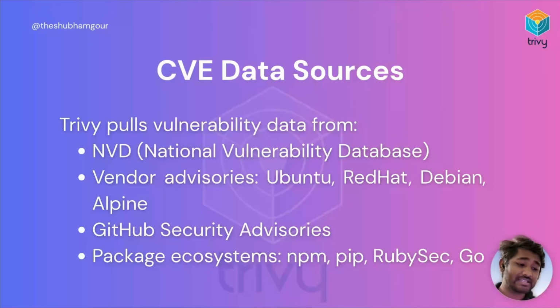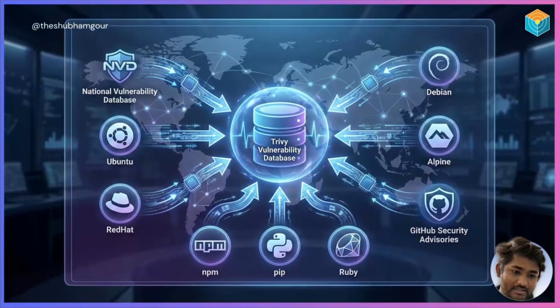So it becomes easier for Trivy to check what sort of issues can arise apart from NVD and vendor advisories. So GitHub security advisories are also one of the important data sources when it comes to Trivy. And again, the last is package ecosystem, that is npm, pip, ruby, go. Okay. Now again, visualization. In the center you can see we have the Trivy database, and it is taking the sources from multiple sources.